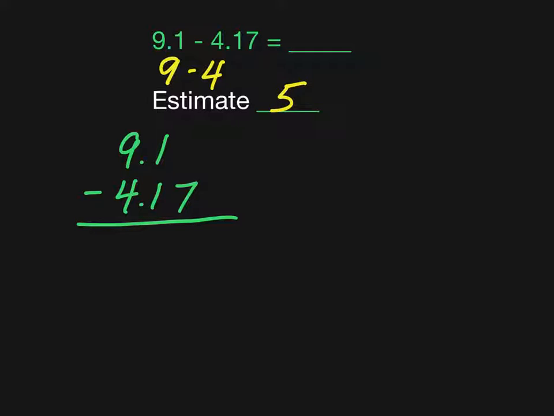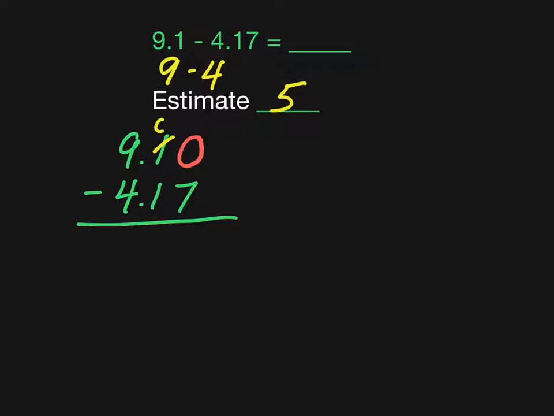And we will notice something here. We kind of have this empty space right here. So we need to go ahead and add a 0. If we don't, it's a recipe for disaster. So now that we added that 0, now we can proceed and go ahead and subtract as normal.